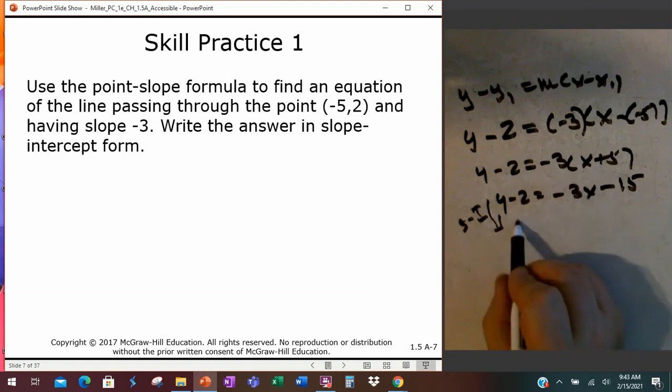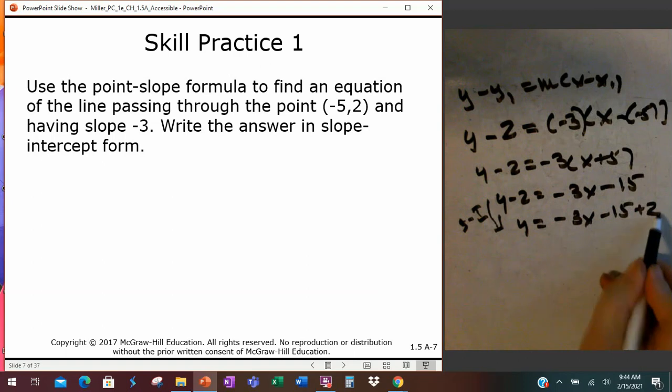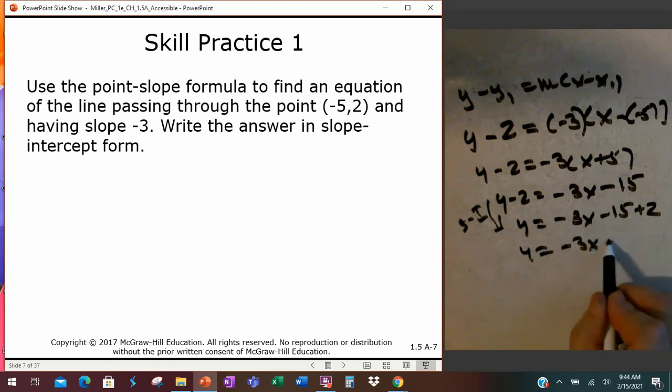And then getting it into slope-intercept, plus 2, plus 2. And then I just group and simplify. Like that.